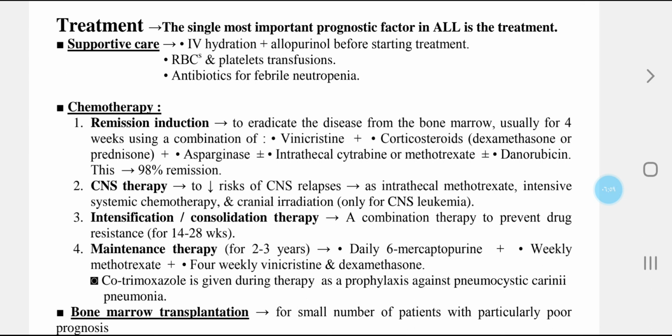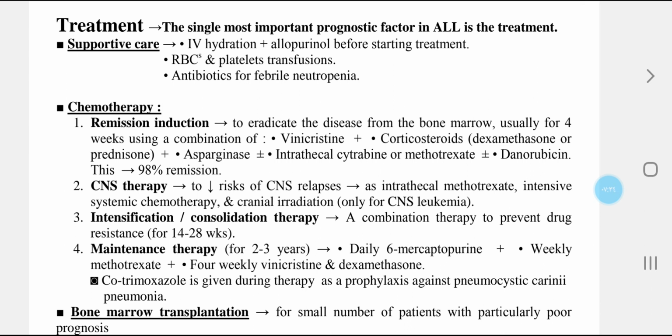Second, CNS therapy to decrease risk of CNS relapses as intrathecal methotrexate, intensive systemic chemotherapy, and cranial radiation only for CNS leukemia. Third, intensification or consolidation therapy, a combination therapy to prevent drug resistance for 14 to 28 weeks.